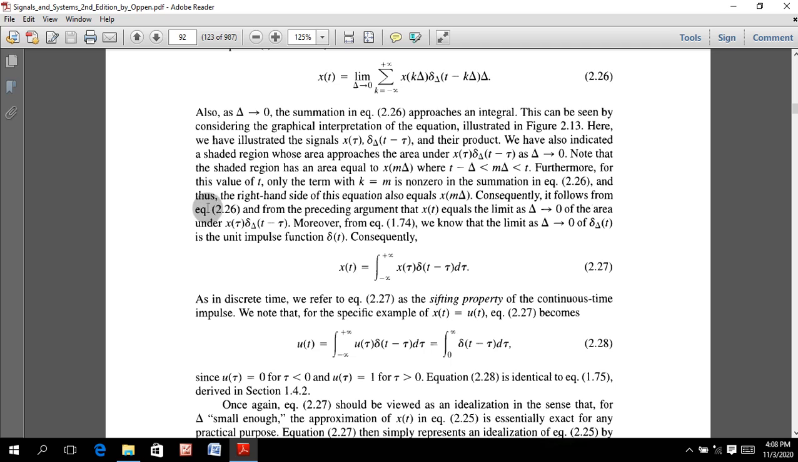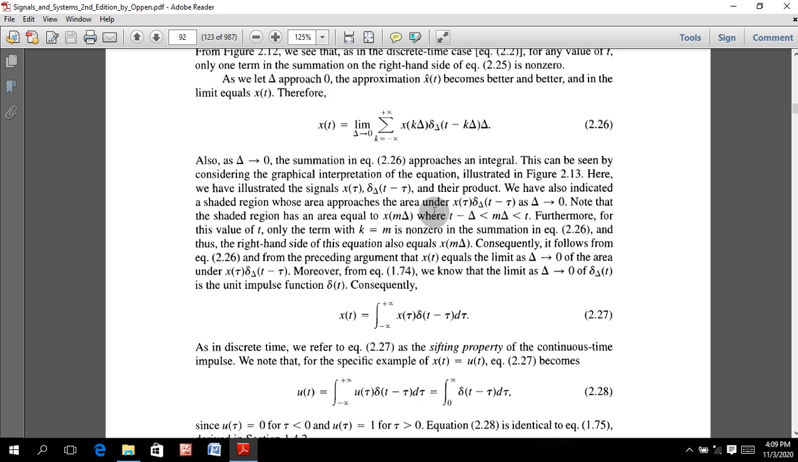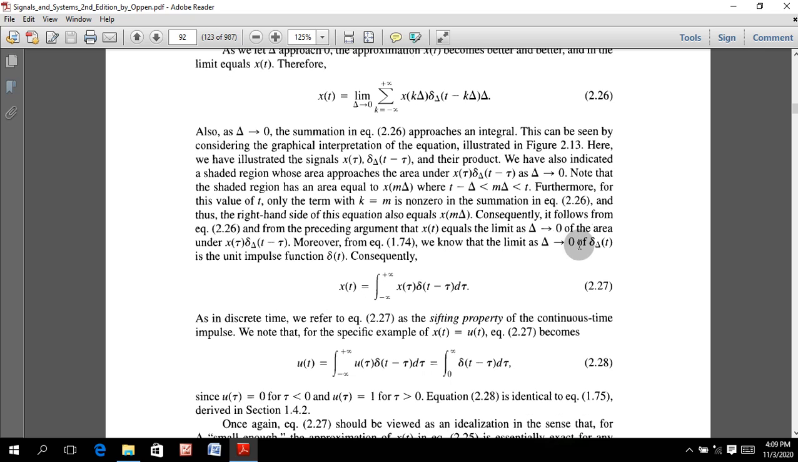Consequently, it follows from equation 2.26 and from the preceding argument that x of t equals the limit as del tends to 0 of the area under x tau into del of t minus tau. Moreover, from equation 1.74, we know the limit as del tends to 0, and it could be written like this. This is the convolution sum of a continuous time signal, the basic fundamental mathematical representation of a continuous time signal. It means that x of t is written as the integral from minus infinity to plus infinity of x tau into del of t minus tau d tau.